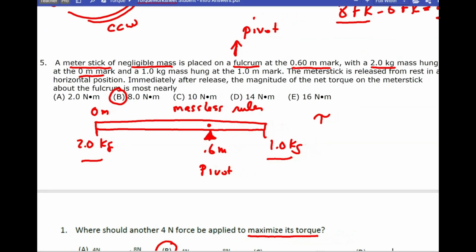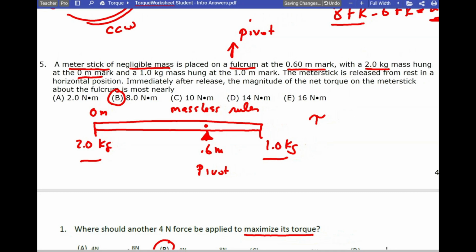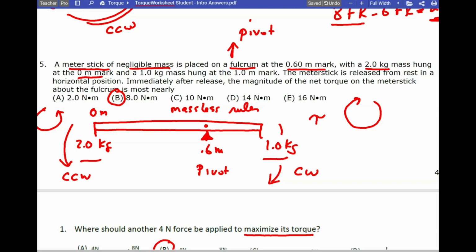Okay, net torque. So let's label this. This weight's going to go this way, so that is a counterclockwise torque. And this hanging weight will make the stick want to rotate this way. This is a clockwise torque. Remember, anything going like this is clockwise, and anything going like, oops, did I get that right? Yeah, this is counterclockwise. And that's clockwise.